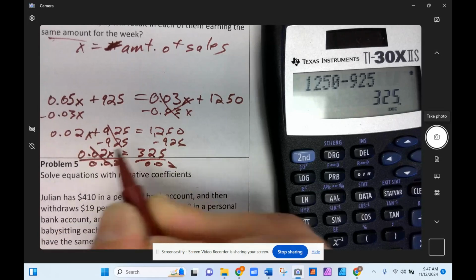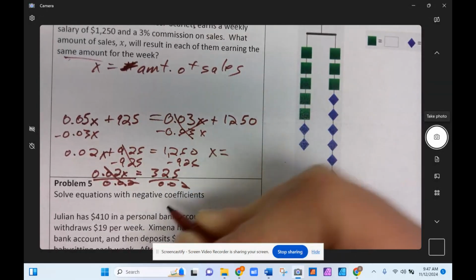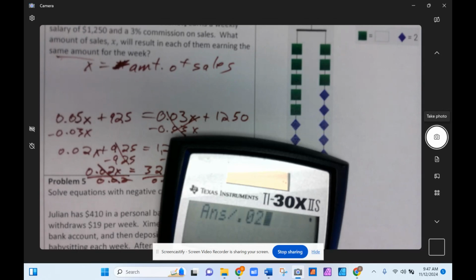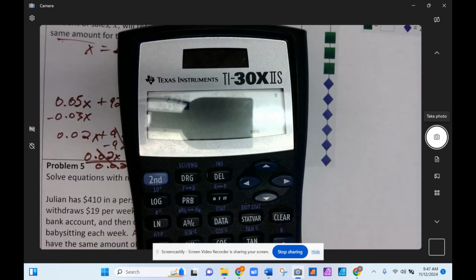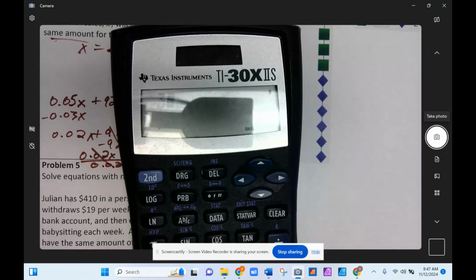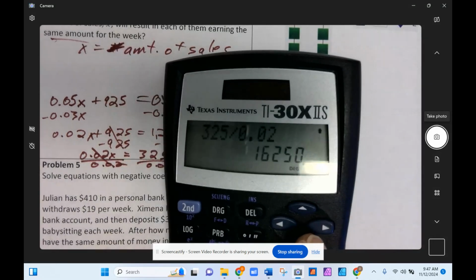And again, I'm just going to go to a calculator, right? Use the tools that you have as appropriate. So x is going to be whatever 3.25 divided by 0.02 is. If I type it into the calculator, 0.02. There we go. 162.5.